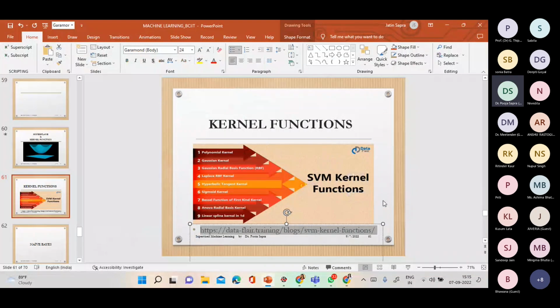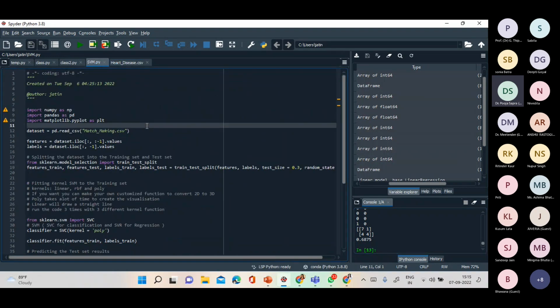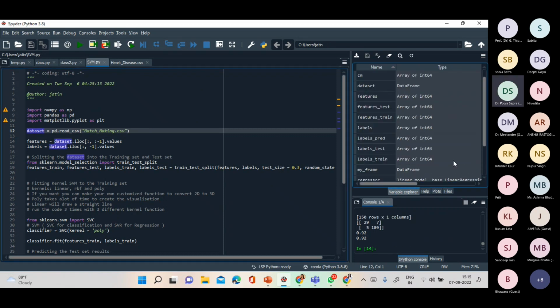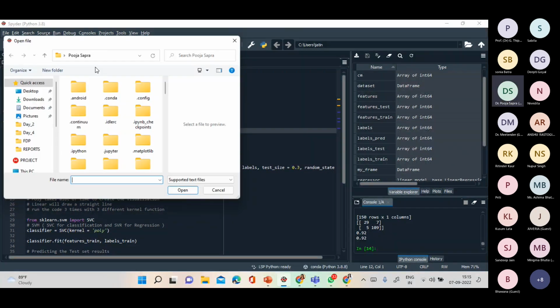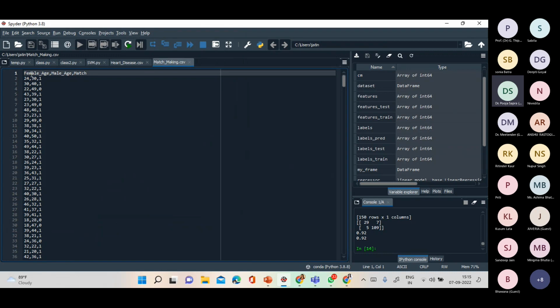Now this SVM, again, will have all those steps of data processing and everything. If I go to my Spyder, you can see here I have data for matchmaking. In this matchmaking data set, let me check the file. A female with age 24, male with age 30, whether they would marry or not, whether there is a match or not. So this is the data given to us.